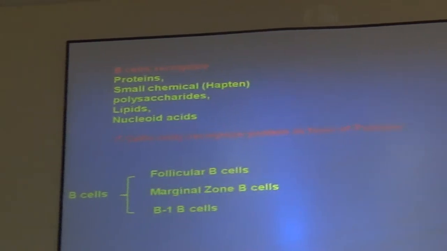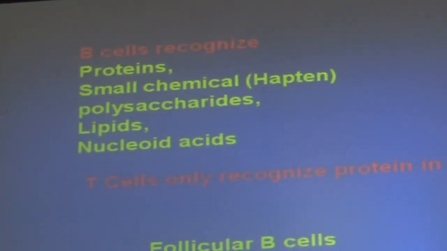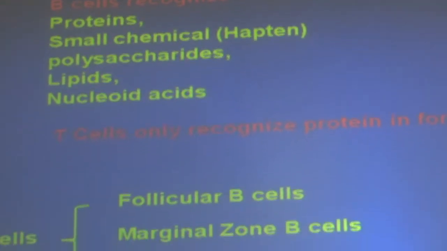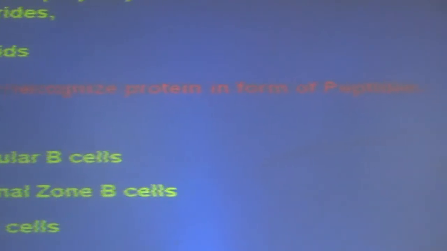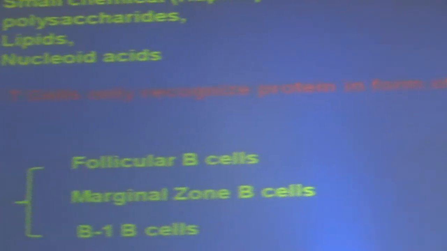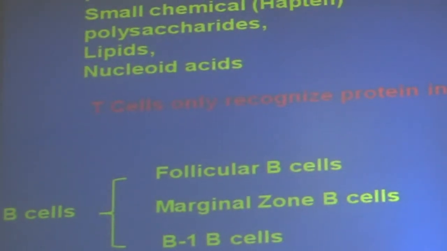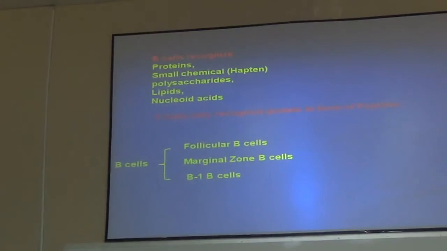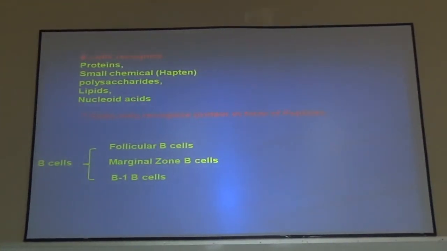Like T cells, B cells are also divided into 3 different groups, and each group has a different function. We will go through the function of these subsets one by one. One of them is follicular B cells, another we call marginal zone B cells, and another is B1 cells. As I said, their generation and their function are completely different from one to another.